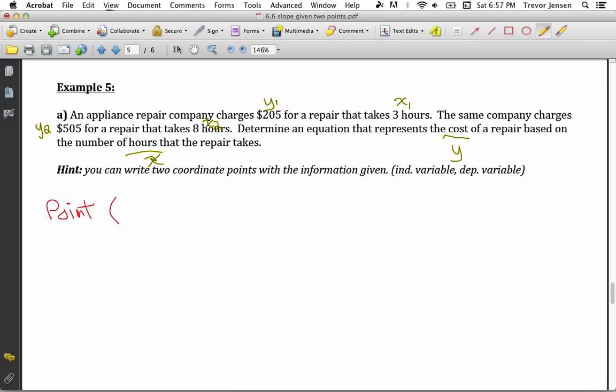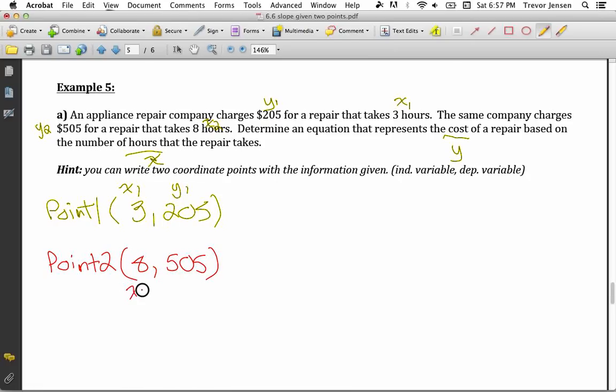My first point, so point 1, is, my x value is 3, my y value is 205. So that was my x1, y1. And I'm labeling them x and y because x is your independent variable and that's time. Y is my dependent variable, that's cost. So what this tells me is it costs $205 for a 3-hour repair. My second point, the second set of information it gave me, was that for an 8-hour repair, it cost $505. So that's my second x coordinate and my second y coordinate.